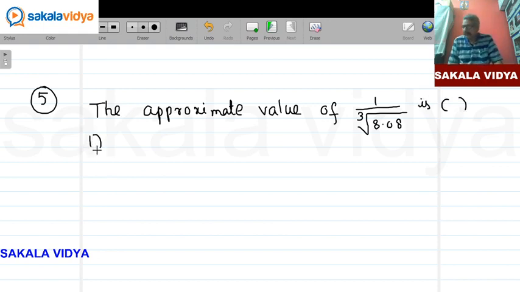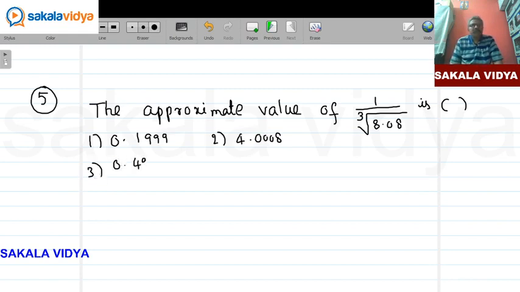First option is 0.1999, second option is 4.008, third option is 0.49875, fourth option is 0.4983. This is the problem. Okay.